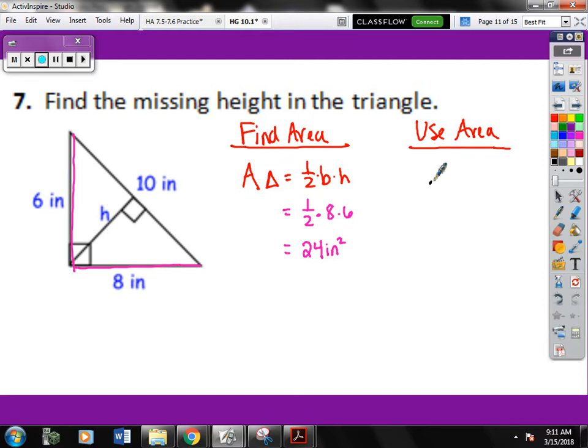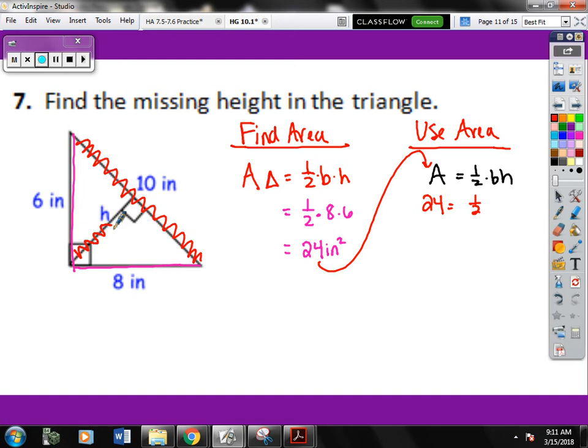So now we're going to use the area formula, plugging the 24 in for A because it has to stay the same. And then this time we'll use the 10 as the base, and its corresponding height would be h. Solve for h. Half of 10 is 5. Divide by 5 on both sides. And we'll get that h is 4.8 inches.